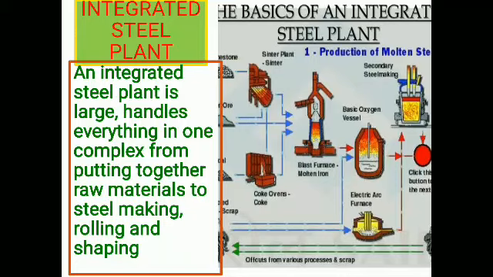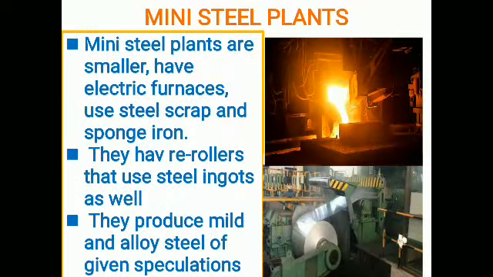Whereas mini steel plants are smaller. They have electric furnaces, they use steel scrap and sponge iron as raw material, and they have re-rollers that use steel ingots as well. The production from these mini steel plants is mild and alloy steel of given specifications. That is what we call mini steel plants.